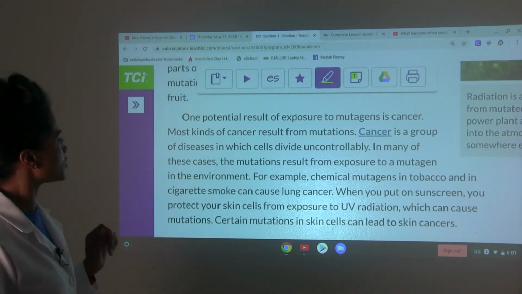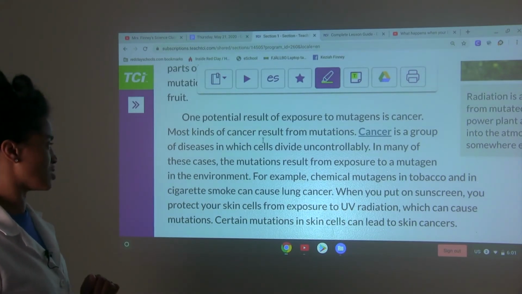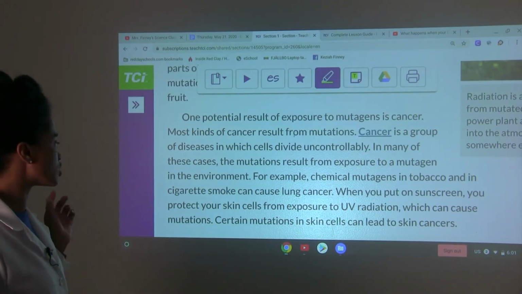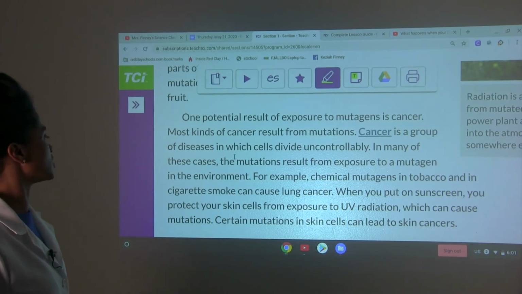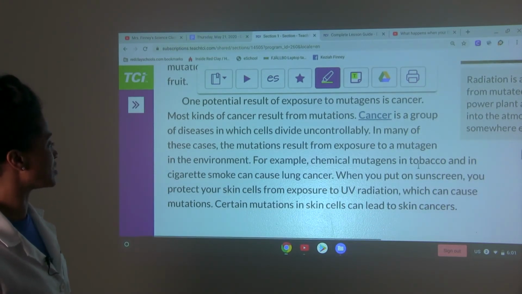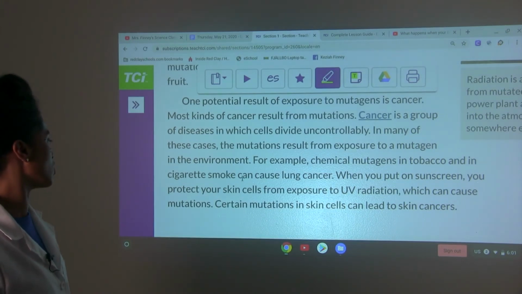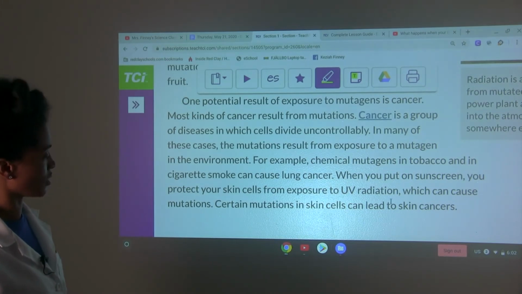Check this out. One potential result of exposure to mutagens is cancer. Most kinds of cancer result from mutations. Cancer is a group of diseases in which cells divide uncontrollably. In many of these cases, the mutations result from exposure to a mutagen in the environment. For example, chemical mutagens in tobacco and in cigarette smoke can cause lung cancer. When you put on sunscreen, you protect your skin cells from exposure to UV radiation, which can cause mutations. Certain mutations in skin cells can lead to skin cancers.